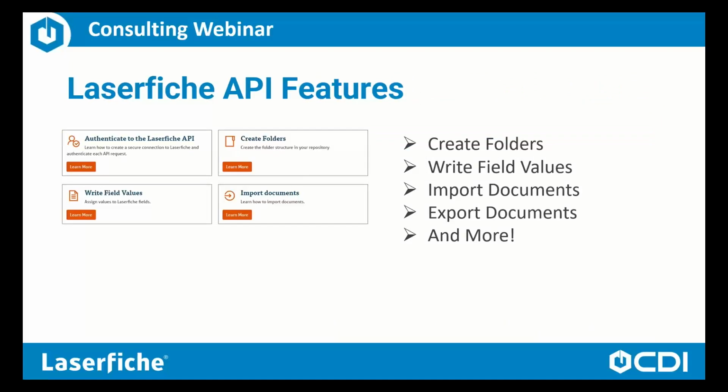Some key features of the Laserfiche API: we are able to create new folders in our Laserfiche repository, where we can create and define our folder structure dynamically through other applications. We can write field values to our Laserfiche entries. So in addition to being able to create folders, we can assign metadata to those folders that we've created or to documents that exist in our repository already, or to documents that we are importing. We have the ability to import and export documents.